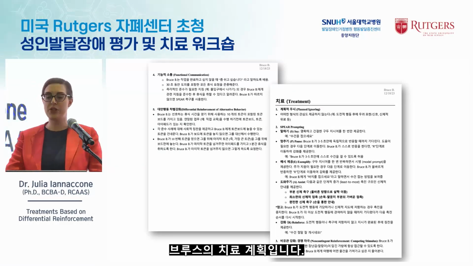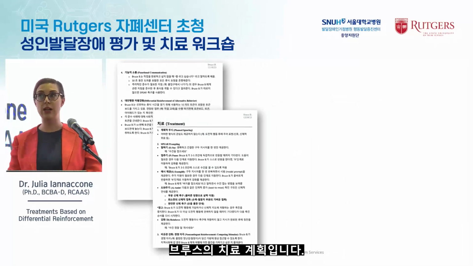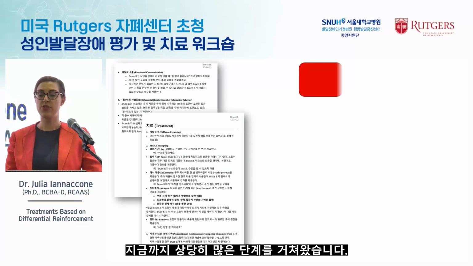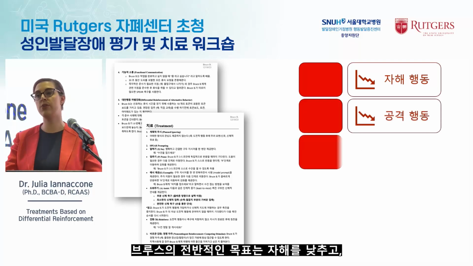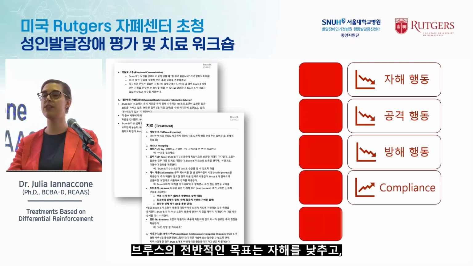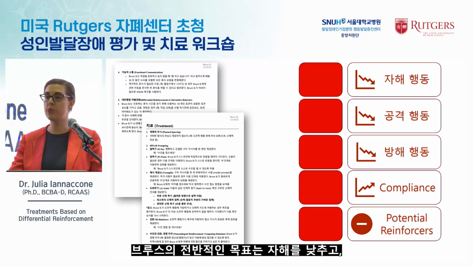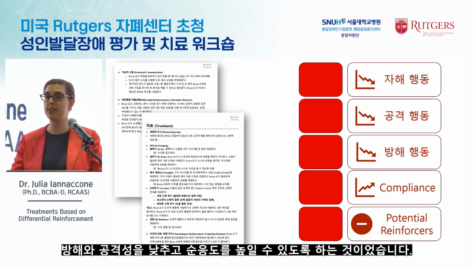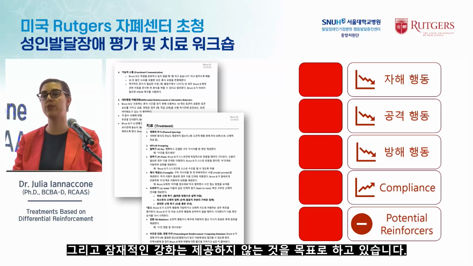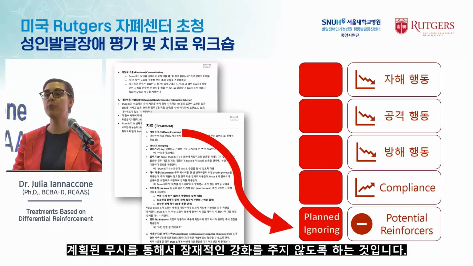So Bruce's treatment plan. We've talked a lot about how we got to this point. So the overall goals for Bruce were to decrease his self-injury, decrease his aggression, decrease his disruption, increase compliance, and also make sure we're not providing any other potential reinforcers. So component 1, planned ignoring, addresses that last concern. We're eliminating any potential reinforcers.